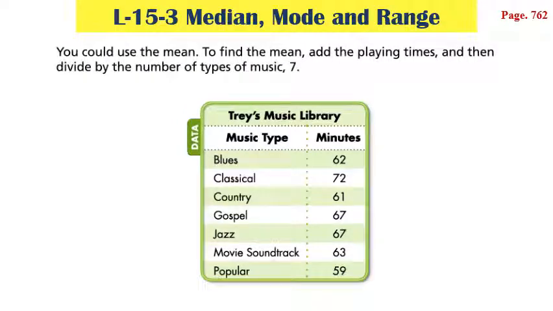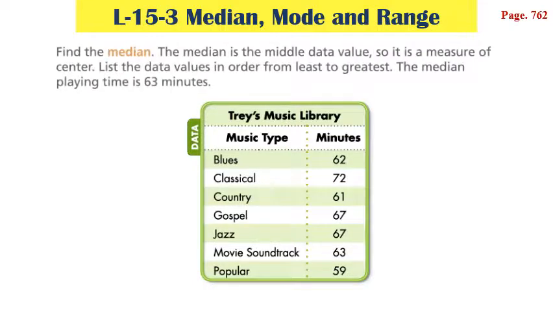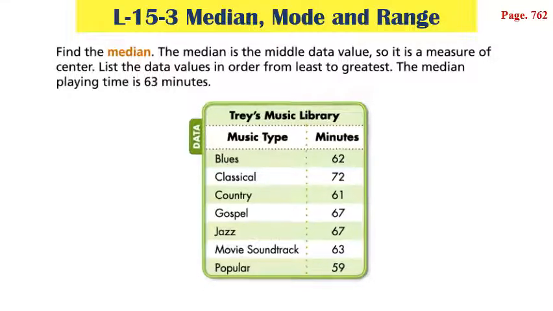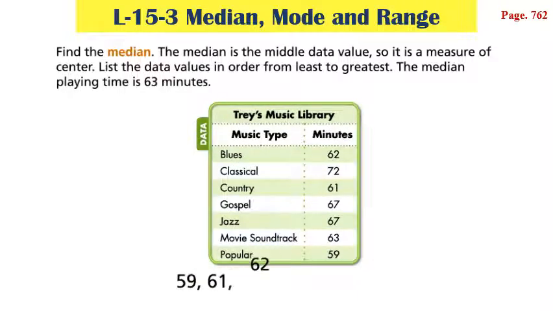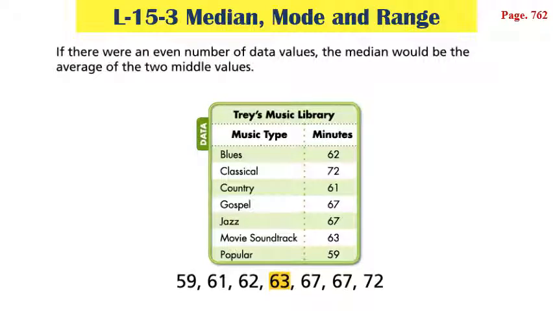You could use the mean. To find the mean, add the playing times and then divide by the number of types of music, 7. Find the median. The median is the middle data value, so it is a measure of center. List the data values in order from least to greatest. The median playing time is 63 minutes. If there were an even number of data values, the median would be the average of the two middle values.